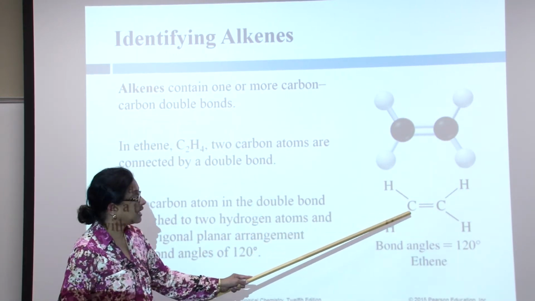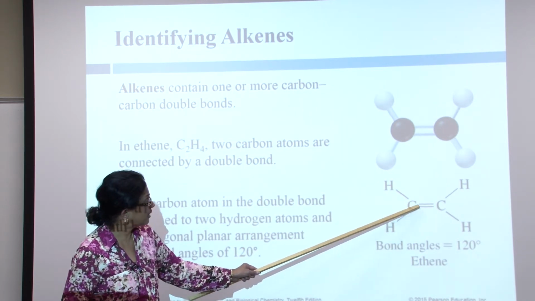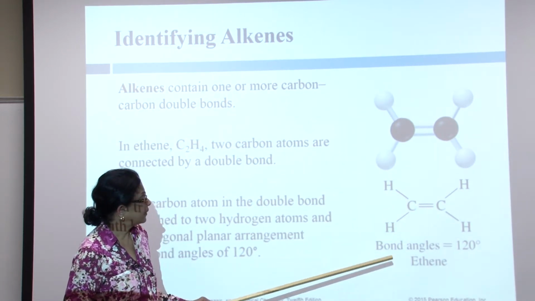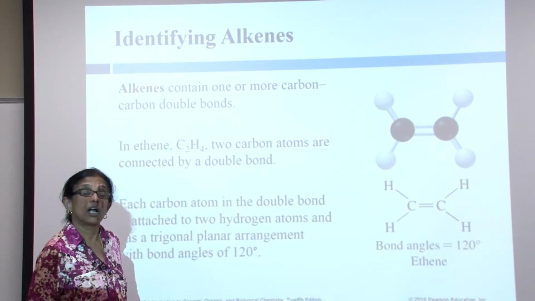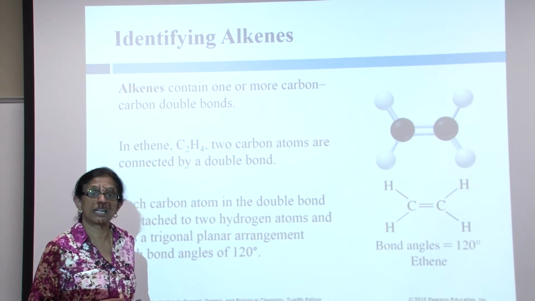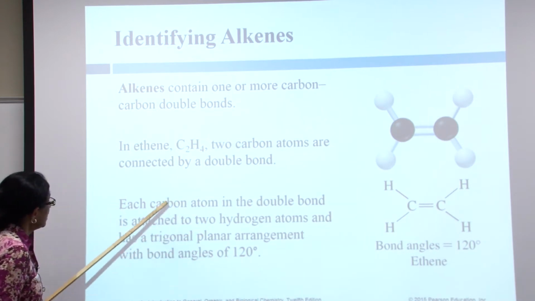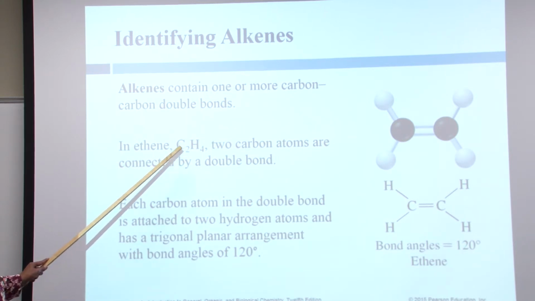You can say this is the first alkene, with a carbon-carbon double bond. The bond angle is 120 degrees, and the tetrahedral arrangement when carbon has 4 bonds was 109 degrees. So each carbon atom in the double bond is attached to 2 hydrogen atoms and has a trigonal planar arrangement with a bond angle of 120 degrees. And ethene, this is the first alkene.